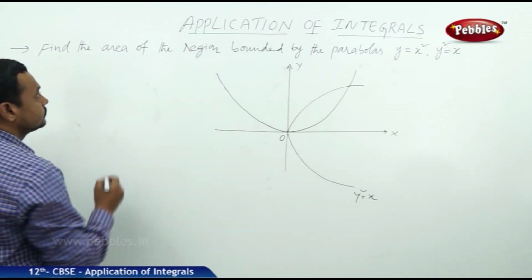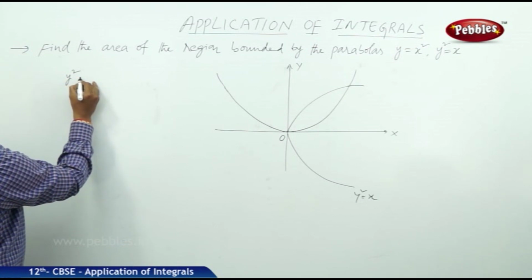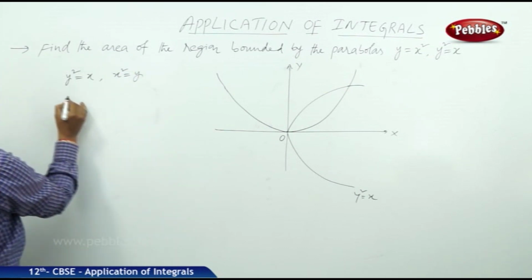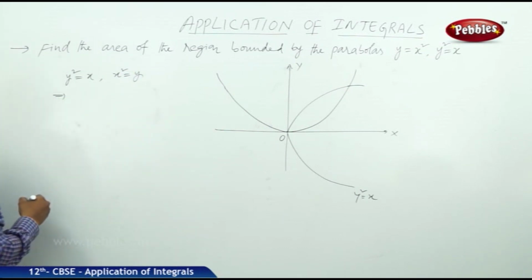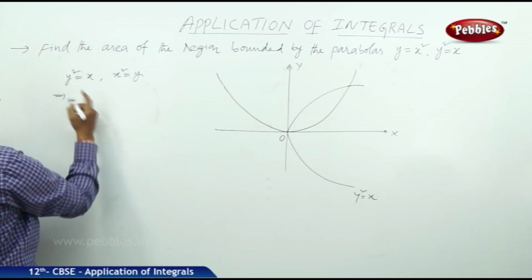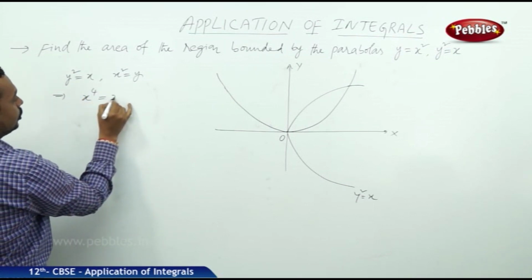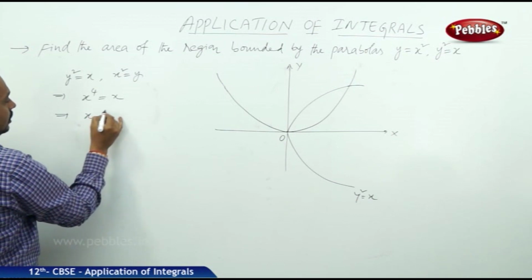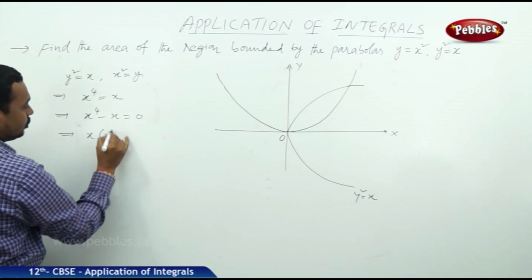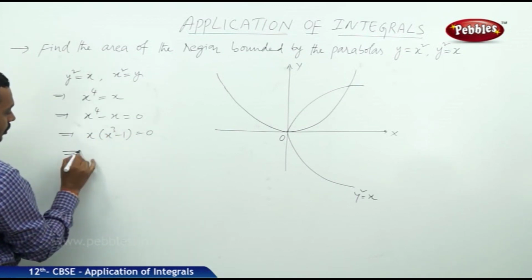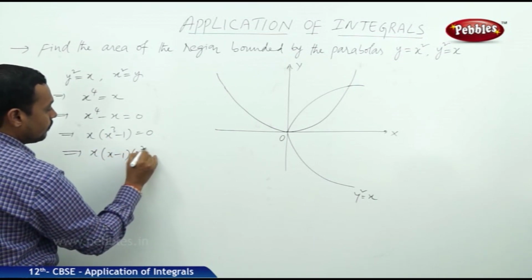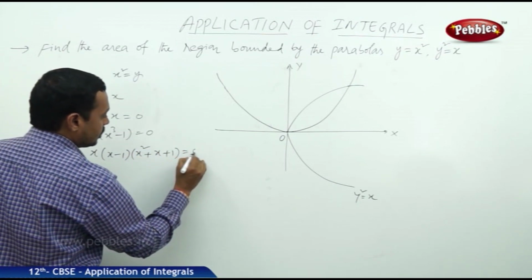Now we have to find the other point of intersection of the two curves. For the point of intersection, y square = x and x square = y. Substituting y = x square here, we get x power 4 = x. This implies x power 4 minus x = 0. Take x common: x into (x cube minus 1) = 0. The factors of x cube minus 1 are (x minus 1) into (x square plus x plus 1) = 0.